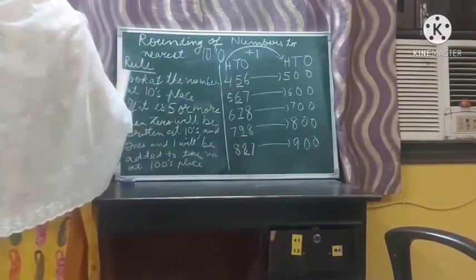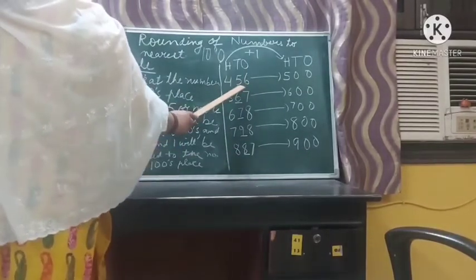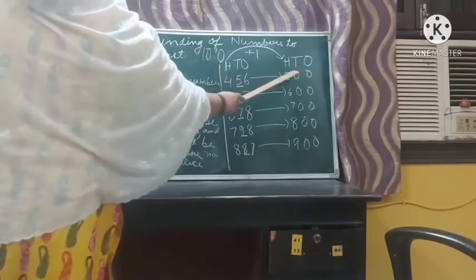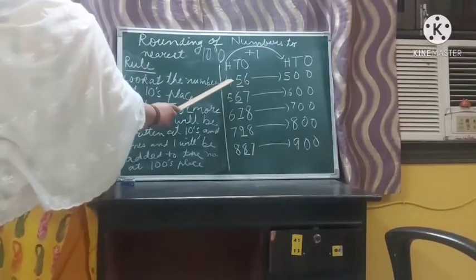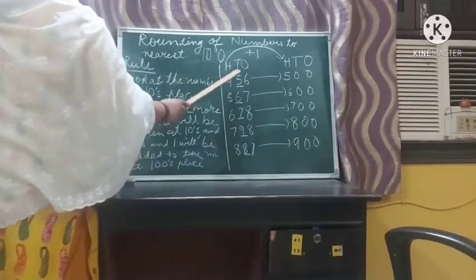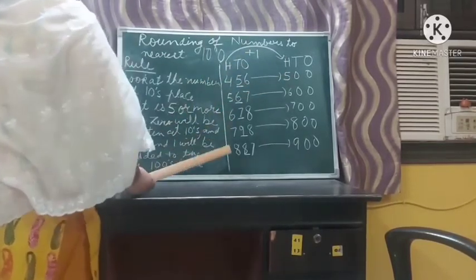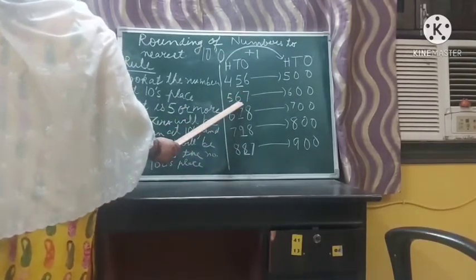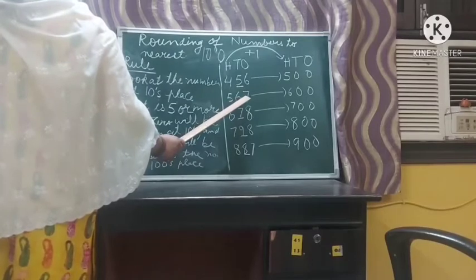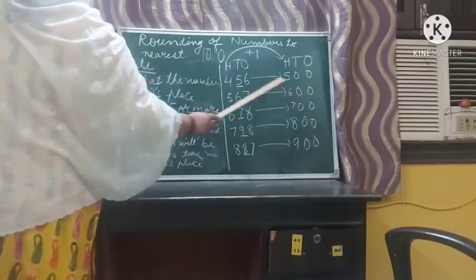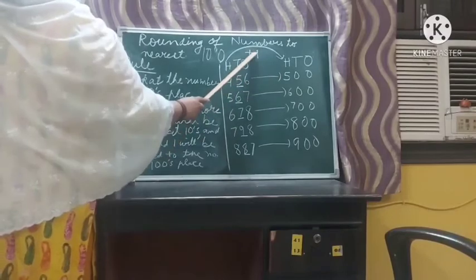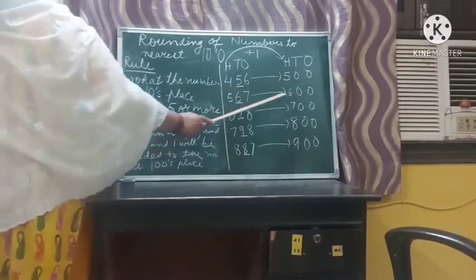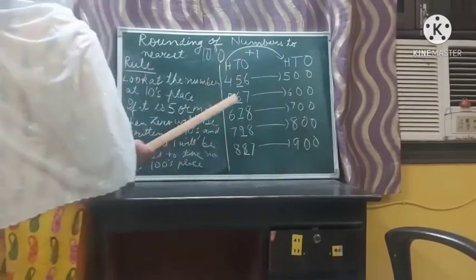See this example, 456. The tens place is 5. So at the ones and the tens you wrote 0 0, and in the 100 place, which is 4, you added 1, and 4 plus 1 is 5. Similarly in 567, 6 is more than 5. So you wrote 0 0 in place of tens and ones, and in the 100 place you added 1. 5 plus 1 is 6. So 567 will become 600.